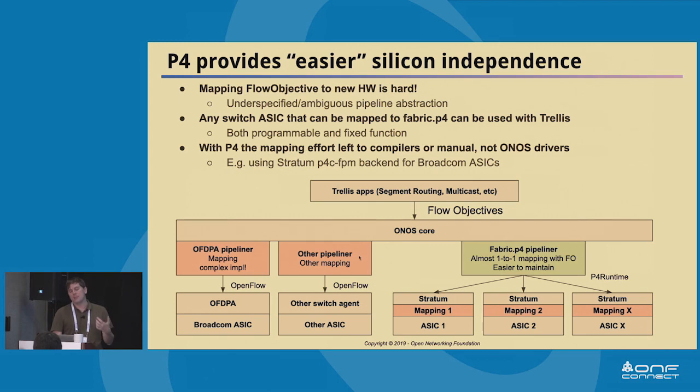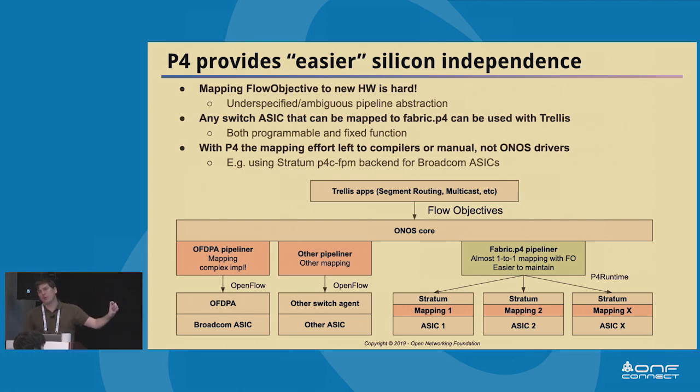And we realized this by looking at the pipeliner implementation in ONOS. So on the very left, what you can see is the first implementation of Trellis running on Broadcom ASIC. So again, we have the Trellis applications. We have the flow objectives that are being pushed to the ONOS core. And then we have this layer called the pipeliner that maps this flow objective to the OF-DPA pipeline. And that's a very complex implementation. We did the same to support other switching ASICs. And again, we came up with very complex and hard to maintain pipeliner implementations.